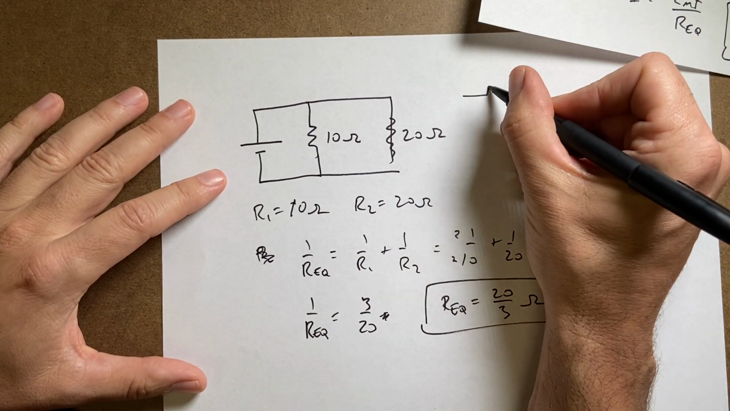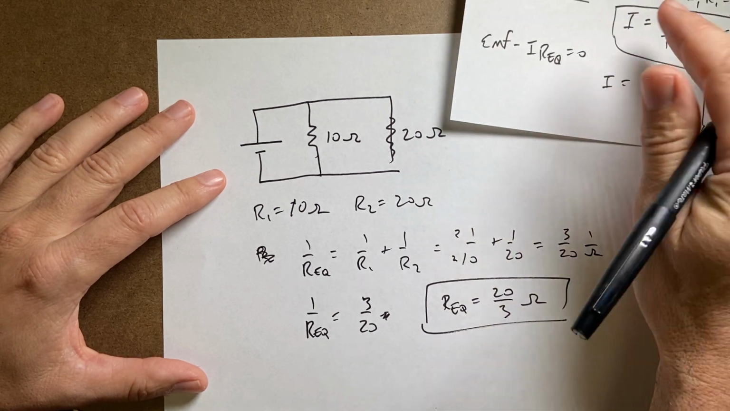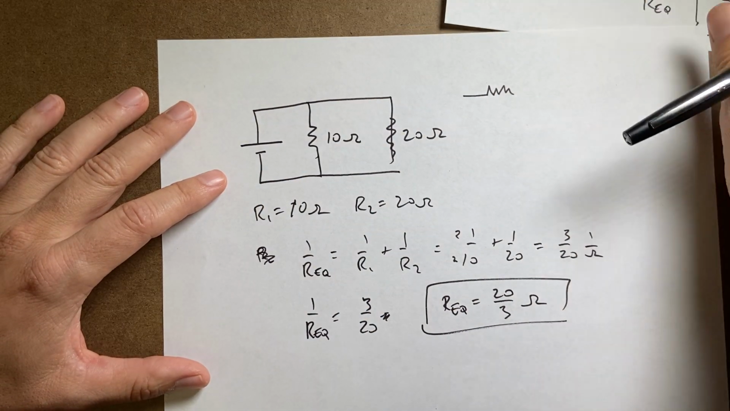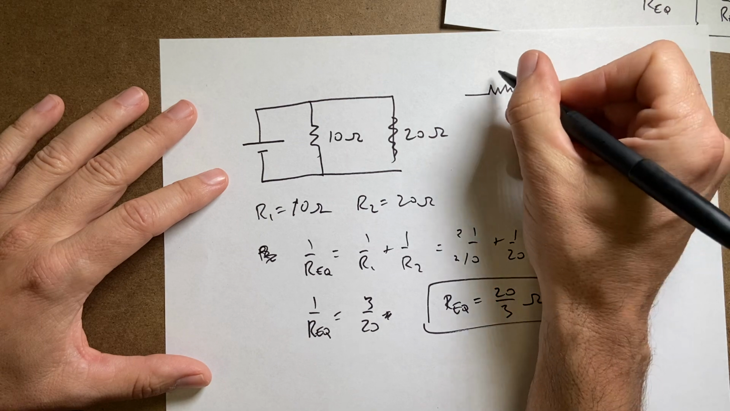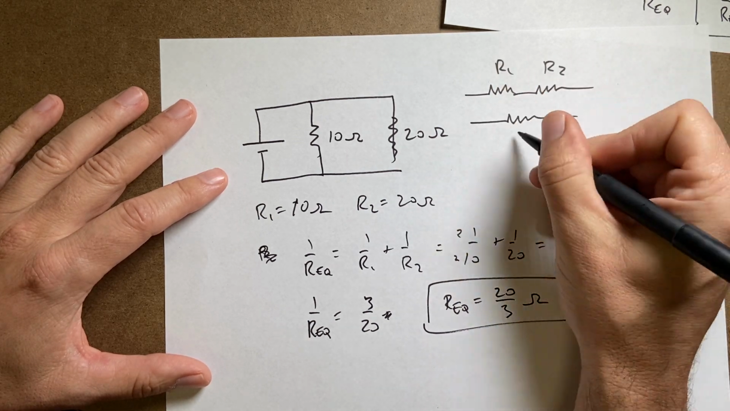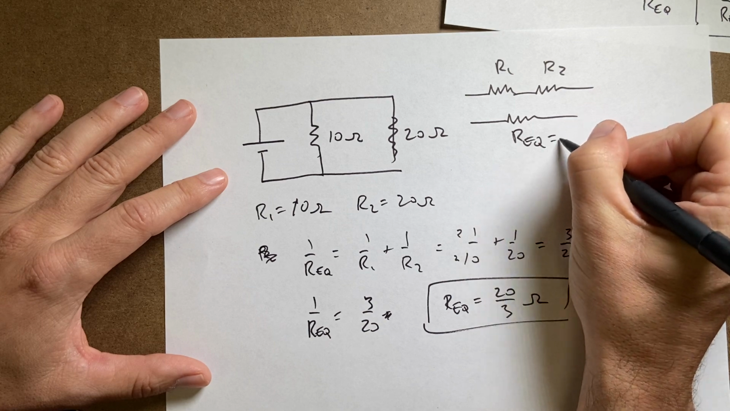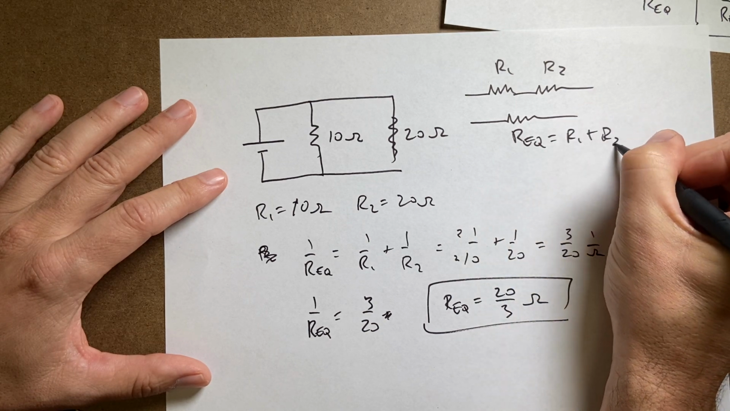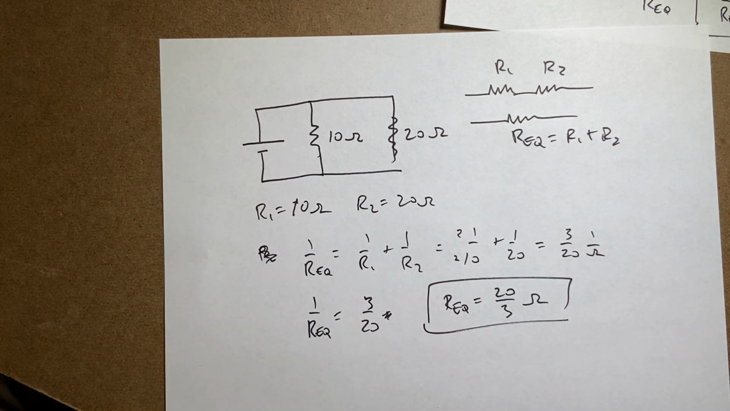Compare that to resistors in series, from a previous video. R equivalent is R1 plus R2. It's bigger than each individual resistor.